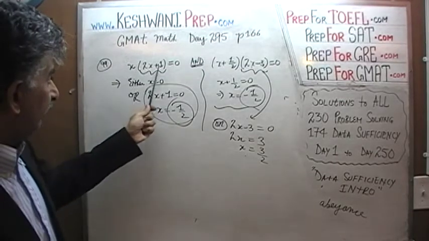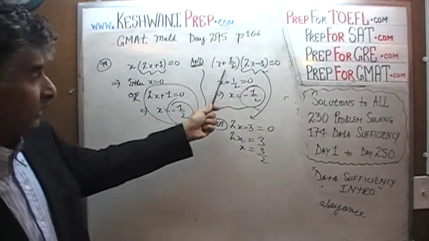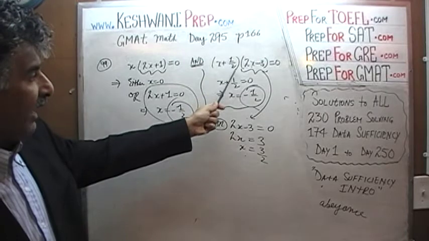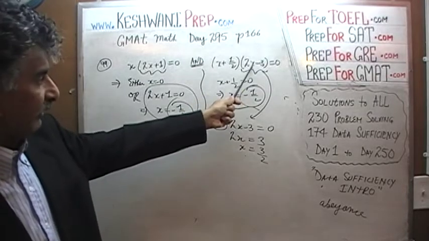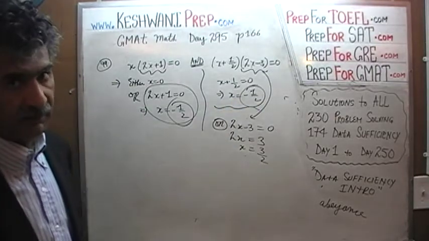x cannot be 0, because if x were 0, what would happen? If x were 0, it would be fine here. 0 times anything is 0, but if x were 0, it will have a problem here. If x is equal to 0, we'll end up with half times negative 3, and half times negative 3 is not 0. x cannot be 0.